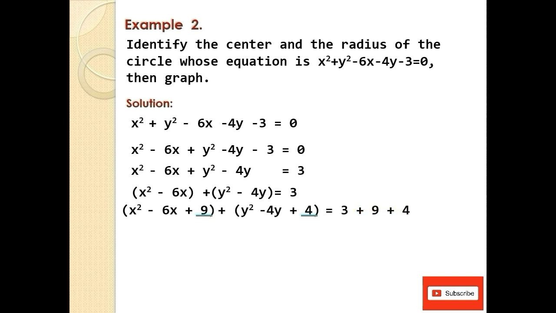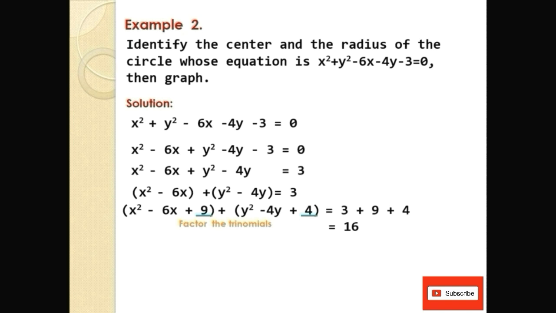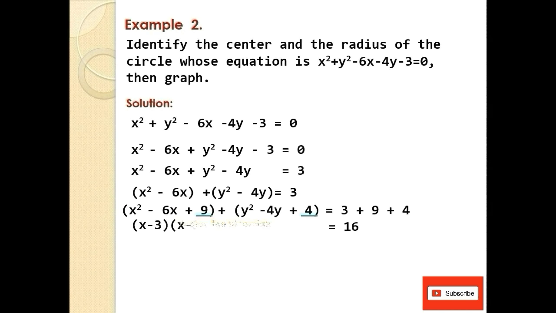Next, we factor our perfect trinomial square. So x squared minus 6x plus 9 can also be written as x minus 3 times x minus 3. And y squared minus 4y plus 4 can also be written as y minus 2 times y minus 2.